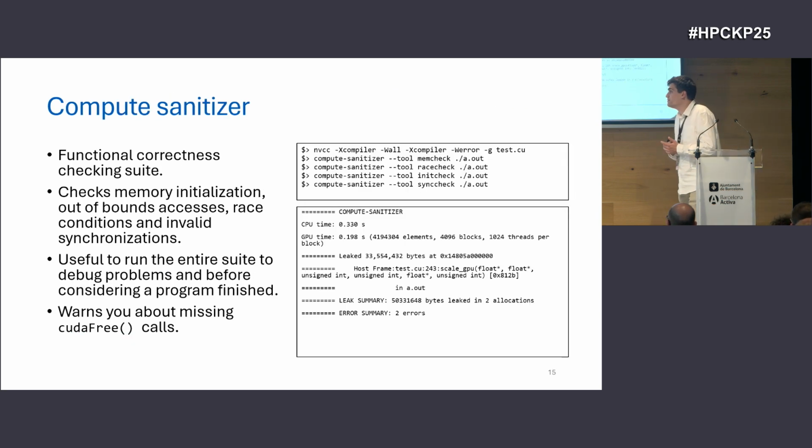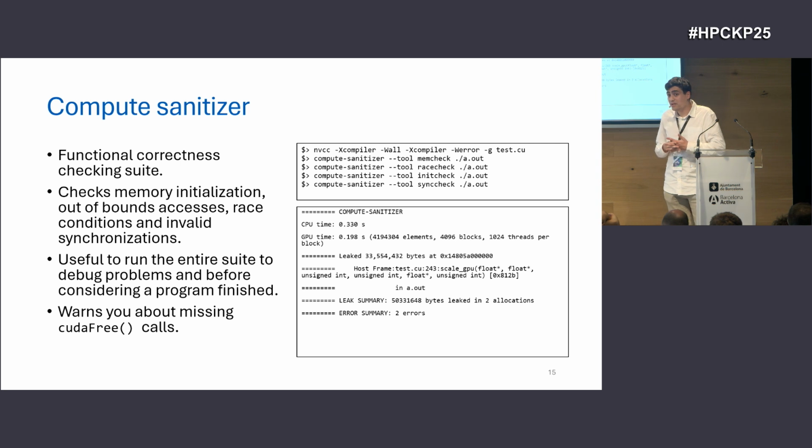So I wanted to give some divulgative aspect to this talk, and I wanted to include some tools that helped me in the process to find these optimizations. First, I want to talk about Compute Sanitizer, which is NVIDIA's own functional correctness checking suite. It helps you to check for memory initialization, out-of-bounds memory accesses, race conditions, and invalid synchronization with these commands I put right here.